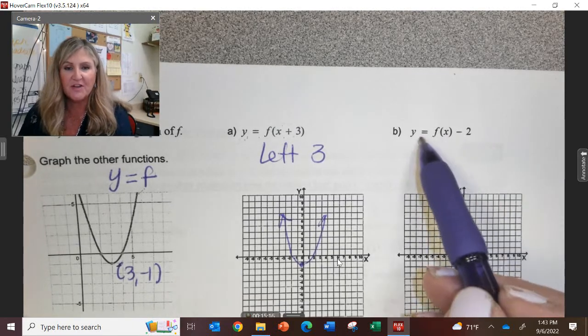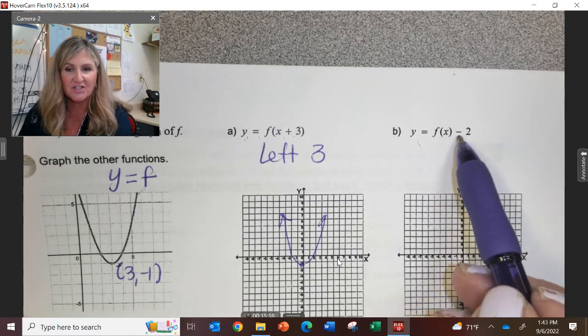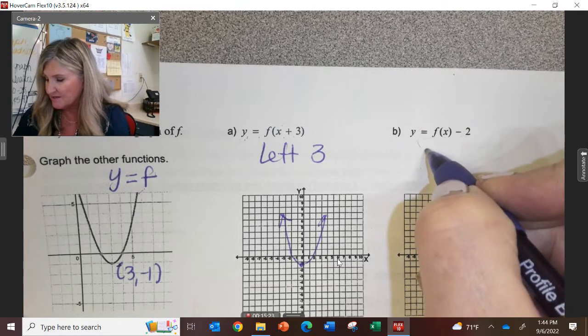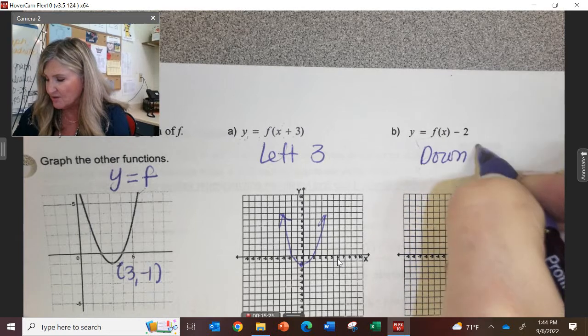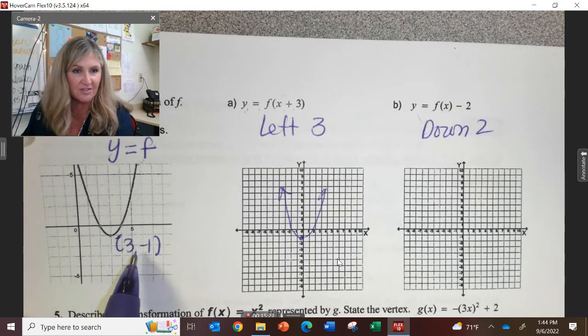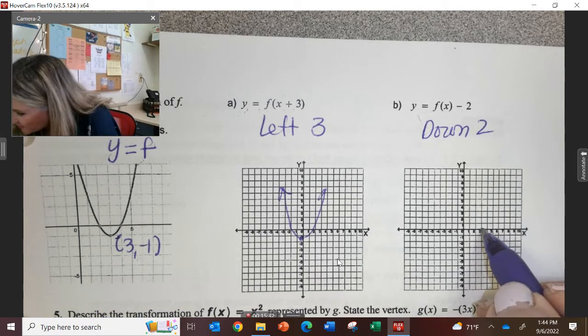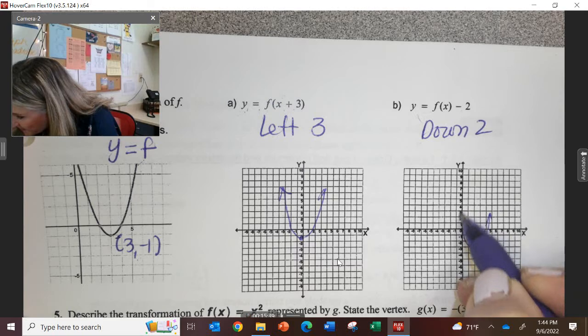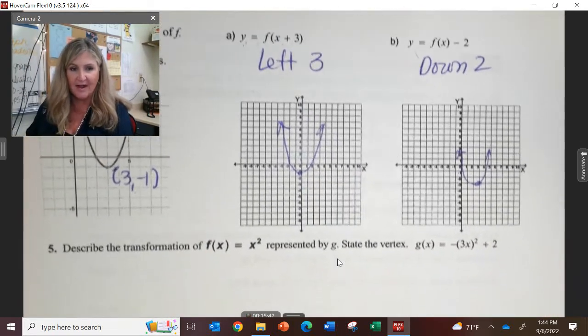And what kind of function would this do? If I have my function and I have -2, what's that do to us? Takes us down 2. So where would my vertex turn to now if I took this function down 2? Good, 3, -3. And I would have that same shape. All right, just a real quick graph.